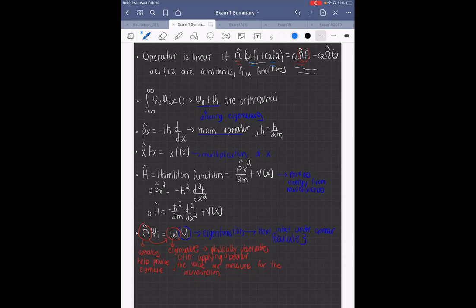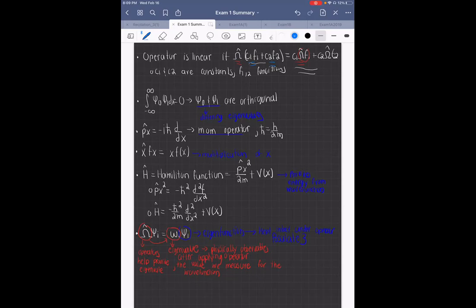And orthogonality, I think you guys went over it a bit. I don't think you need to learn it for this exam. It just basically means if I were to multiply two functions together, and integrate over all space, and it equals 0, that means they're orthogonal.